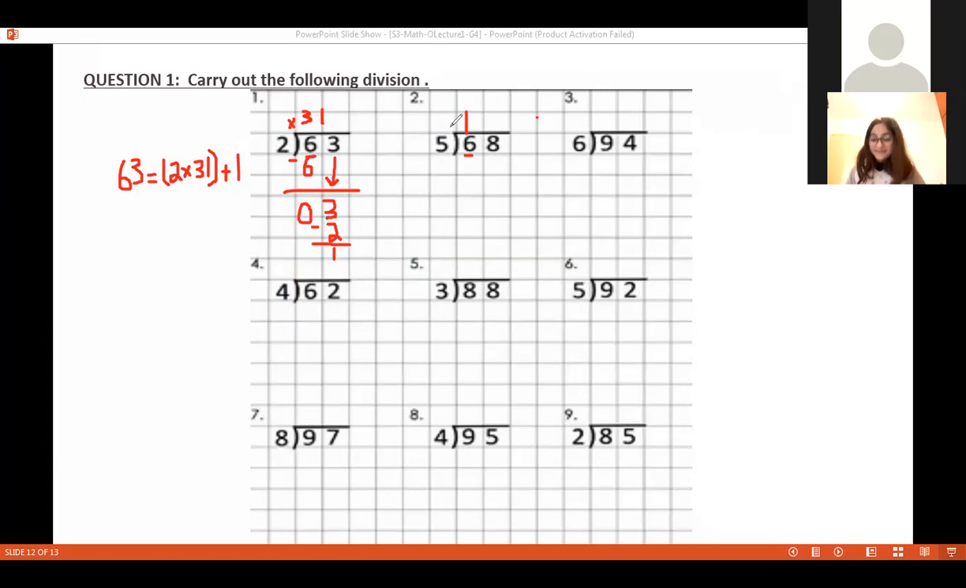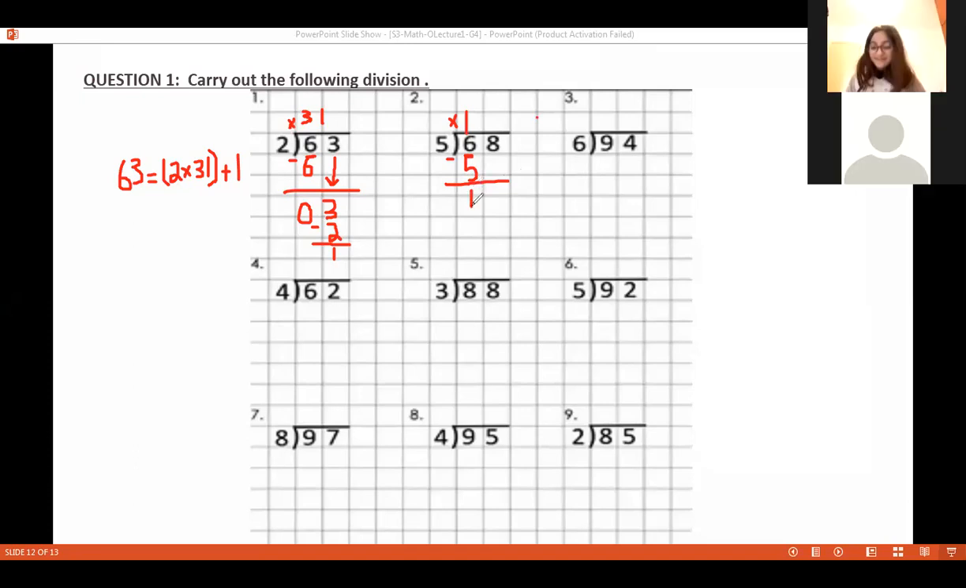You should multiply. Excellent, Ali. 5 times 1 is what? 5. Very good. Where do I put it? Under the 6. Excellent. When I place it under the 6, what do I do now? You subtract. Excellent. What's 6 minus 5? 1. Excellent. After subtraction, what do I do? Bring down the 8. Excellent.